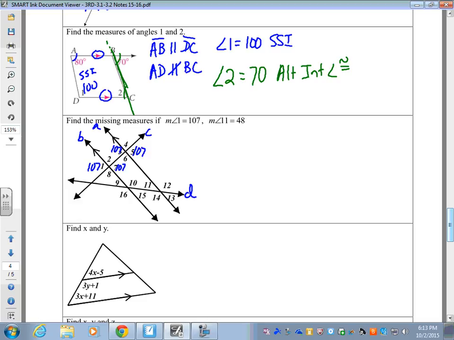And then I can use the fact that alternate interior, corresponding angles, or linear pair from same side interior angles are supplementary, using transversal C. So if 5 is 107, I think y'all can figure out the remaining measures. Just try to do that. And then I'm going to go ahead and label angle 11 to be 48. And then I'm going to do the same thing, use my pattern to find the remaining.